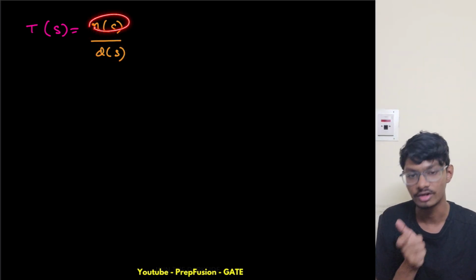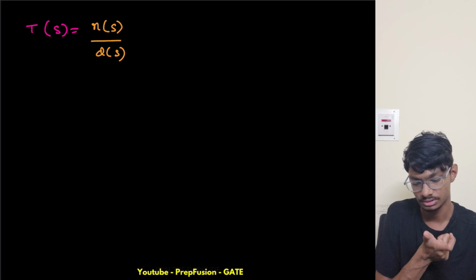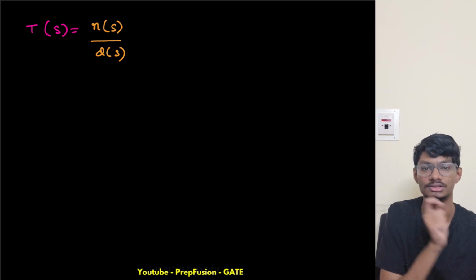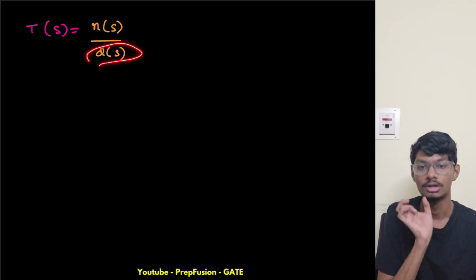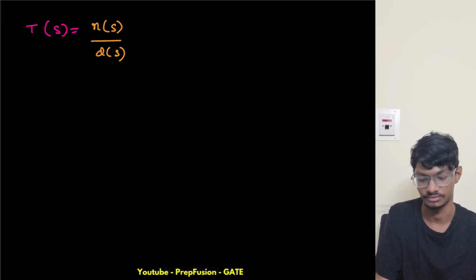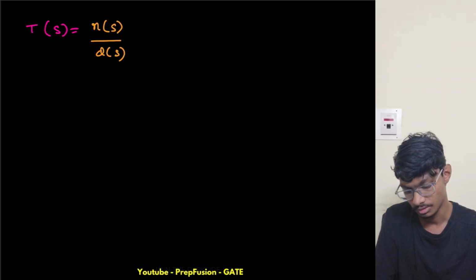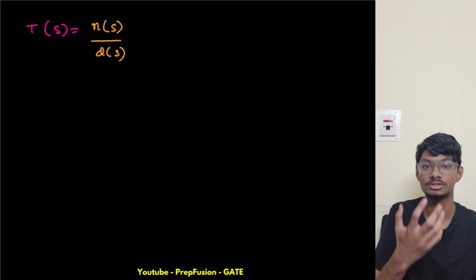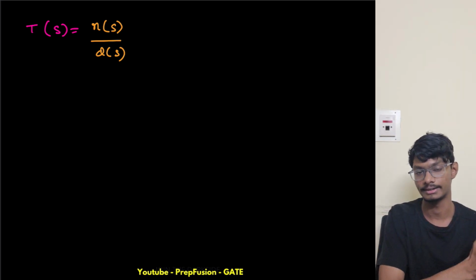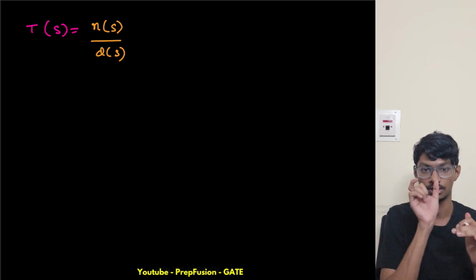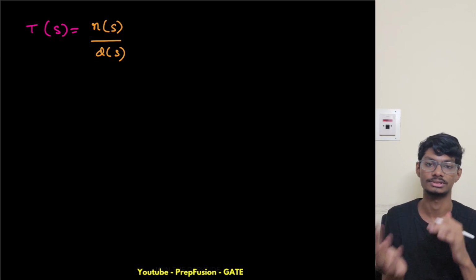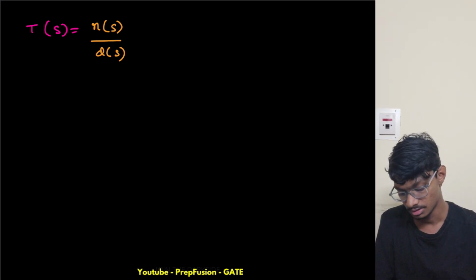Now the roots of N(s) are known as the zeros of the transfer function, and the roots of D(s) are known as the poles of the transfer function. So if you don't understand what a zero or a pole is, all this will come in later lectures. Just write the name for now, and you will understand all this in later lectures.